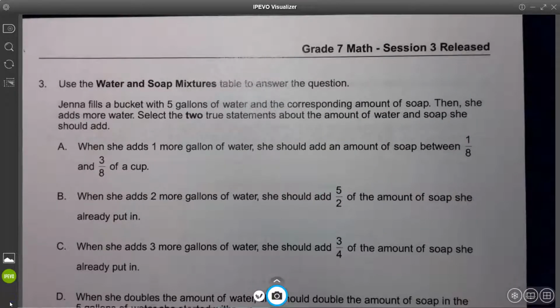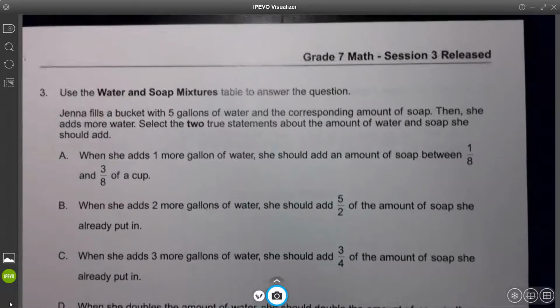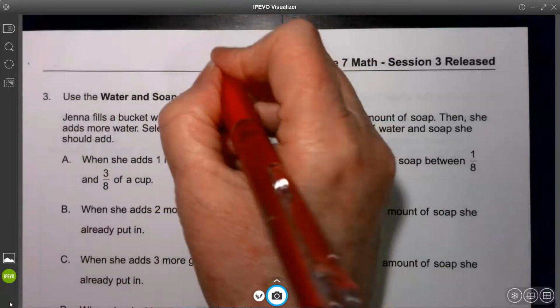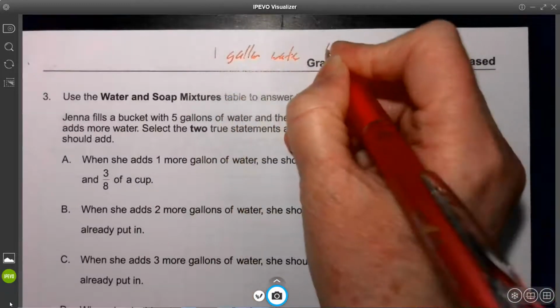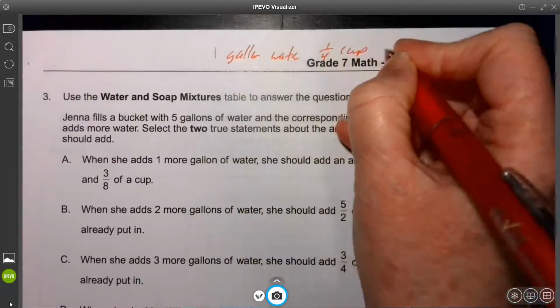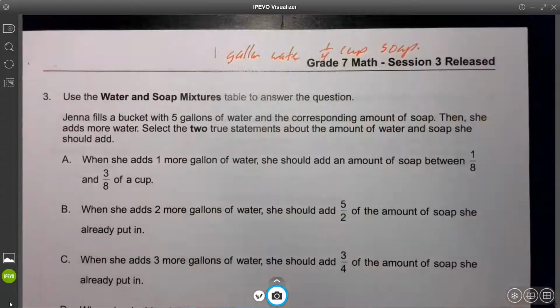So on question number 3, it's going to give us some more information to go off. I just went ahead and wrote down 1 gallon water, 1/4 cup soap, because I saw this problem dealt with it. That's just easier if I have it on this page so I don't have to keep looking back. So we're going to look at that. If you haven't already, pause and read this one.